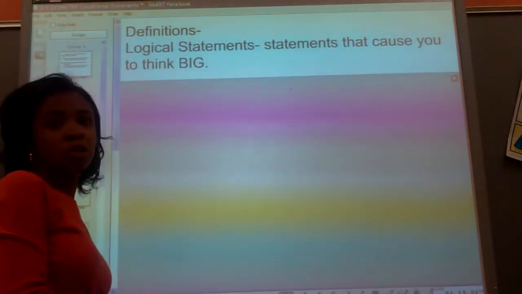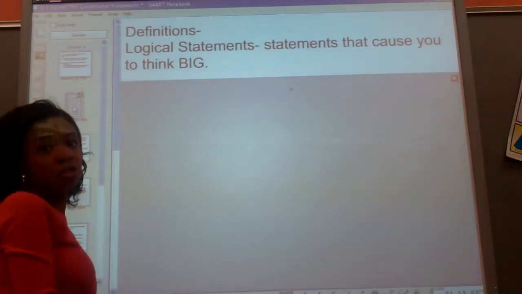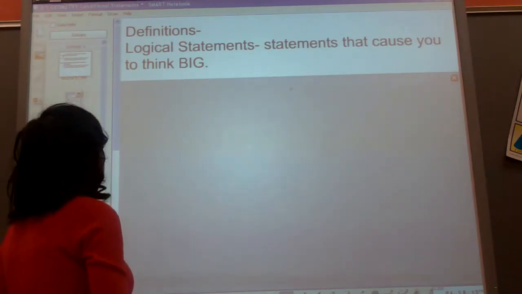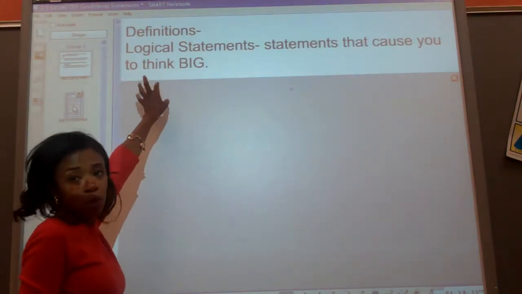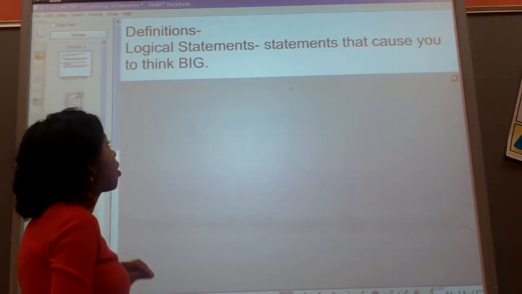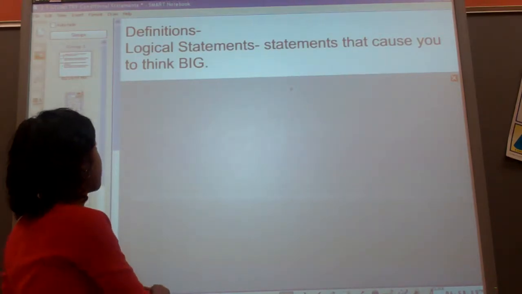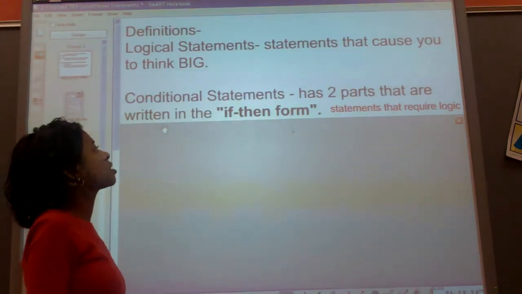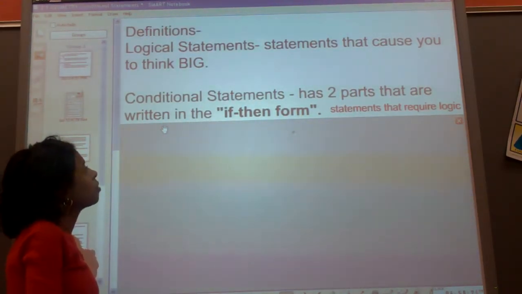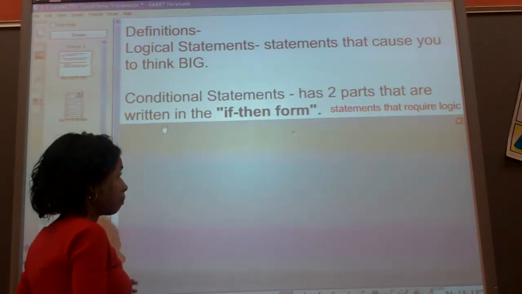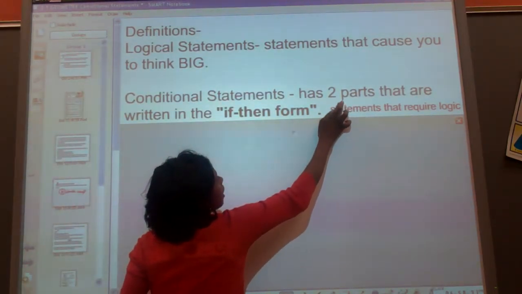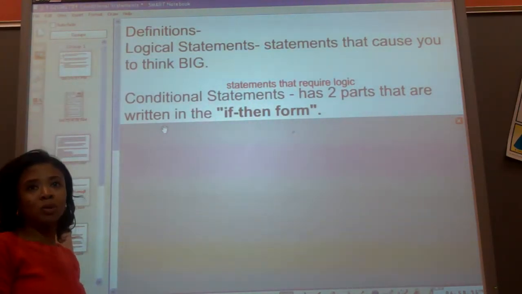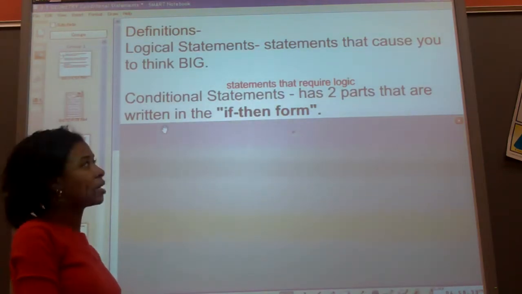To begin, we're going to start with some definitions. First of all, in this chapter, in this section, and the next couple of sections, with conditional statements, I need you to think really big. It's going to require some thought processing and some time. To begin, conditional statements have two parts that are written in the if-then form. And again, I can't stress enough that conditional statements are going to require some logic, some thinking, some processing.